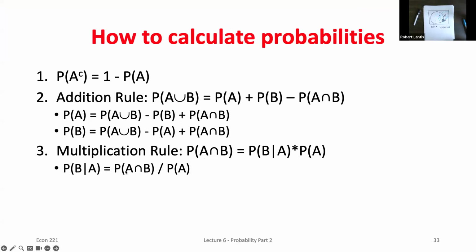Or the one that I think is more intuitive and kind of matches up with the visual is that if I wanted to find the conditional probability, it's just the intersection of the two events divided by what I'm conditioning on. Okay. And then we can do that either way, right? So I could find the probability of B given A, or I could find the probability of A given B.